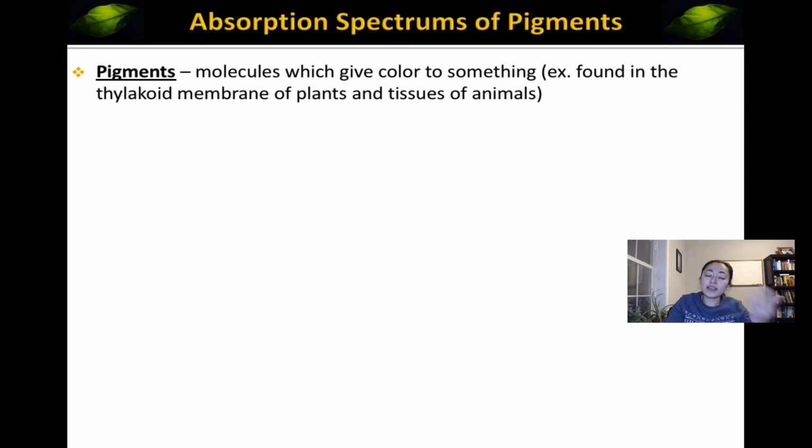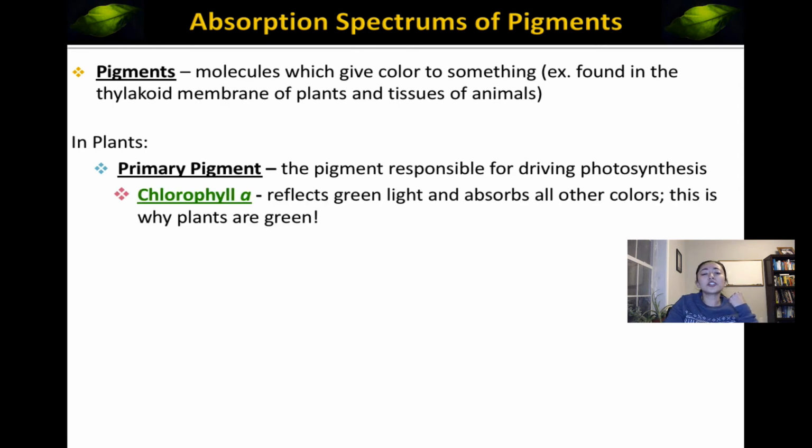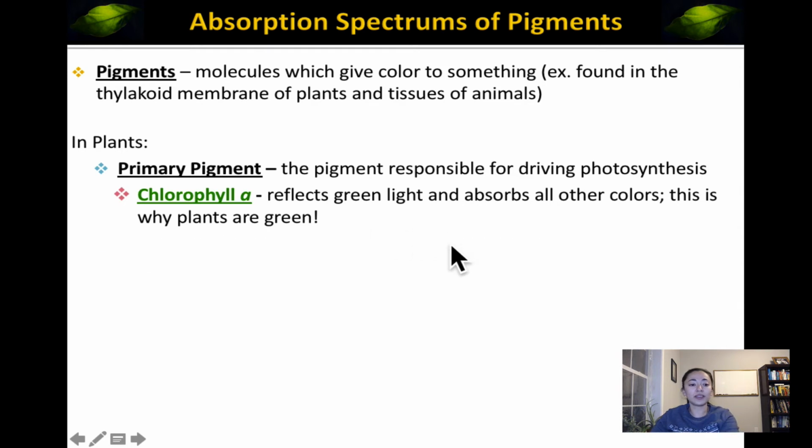Plants have many different types of pigments. The primary pigment in plants, which is the pigment responsible for driving photosynthesis, is called chlorophyll A. It appears green because it reflects green light and absorbs all other colors of light. Again, this is why plants are green: they have a lot of chlorophyll A in them.